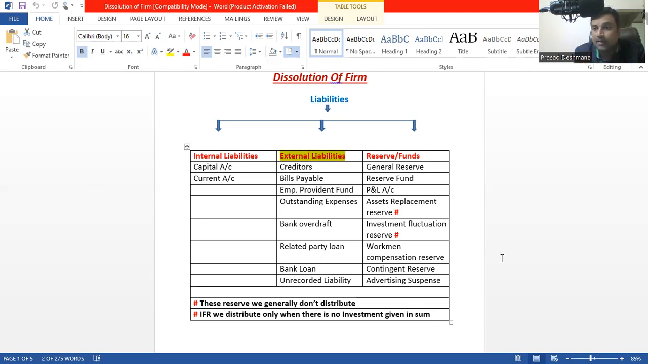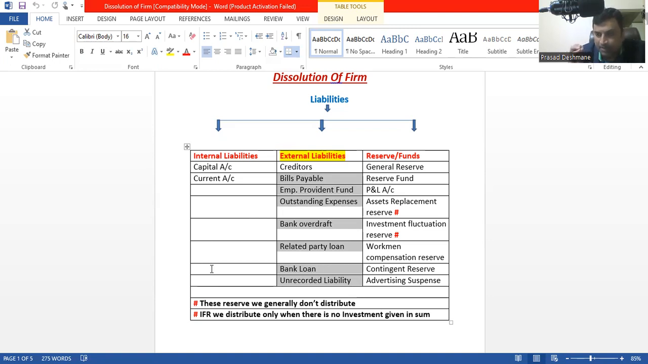And what does external liability mean? It belongs to outsiders. For example, creditors, who supply goods for us, bills payable, employee provident fund, bank overdraft, related party loan, bank loan, and unrecorded liabilities as well. The liability which belongs to outsiders is called external liability, and we have to pay that before closing the business.